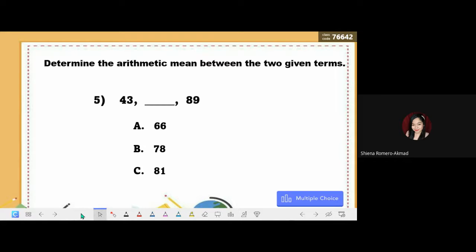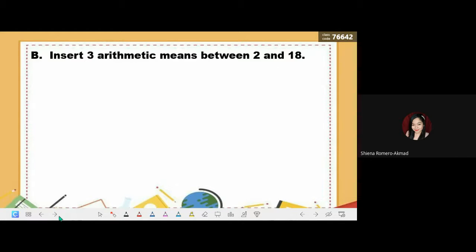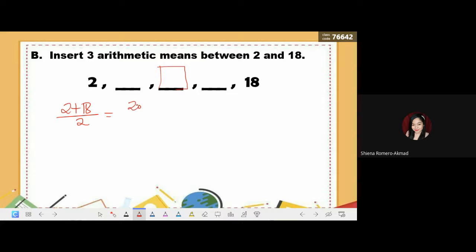Okay, next. So we have to insert three arithmetic means between 2 and 18. So what is the best way here? It's not like earlier where there were only three terms. Actually, there is a middle term. So what is the middle? This one. Okay, pwede siya. We can take the middle term using 2 plus 18 divided by 2. That is 20 divided by 2, that is 10.